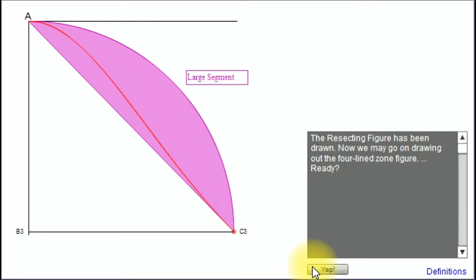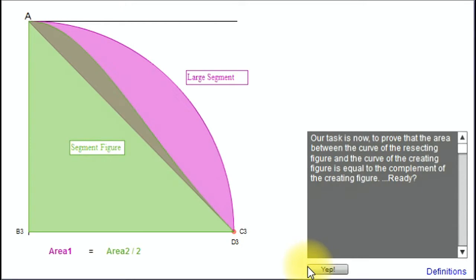And from these propositions we know that the resecting figure, with the bounds of the ordinate and the axis, constitutes an area which we term now the segment figure. And it has been proven in proposition 8 that the area of the segment, here in purple, and the segment figure in green, is that the segment is always half the size of the segment figure, no matter where you place the point and hence the ordinate.